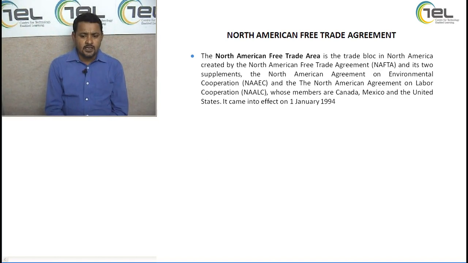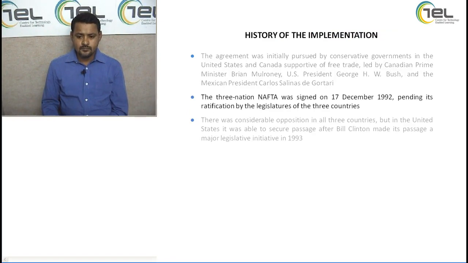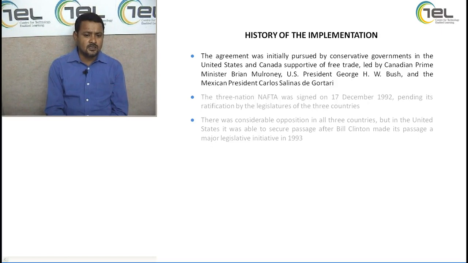The North American Free Trade Area, popularly known as NAFTA, is the trade bloc of North America created by countries like Canada, Mexico and the United States. It came into effect on January 1, 1994. The agreement was initially pursued by conservative governments, with Canada supportive of free trade, led by Canadian Prime Minister Brian Mulroney, then US President George H.W. Bush, the father of George W. Bush, and Mexican President Carlos Salinas de Gortari.